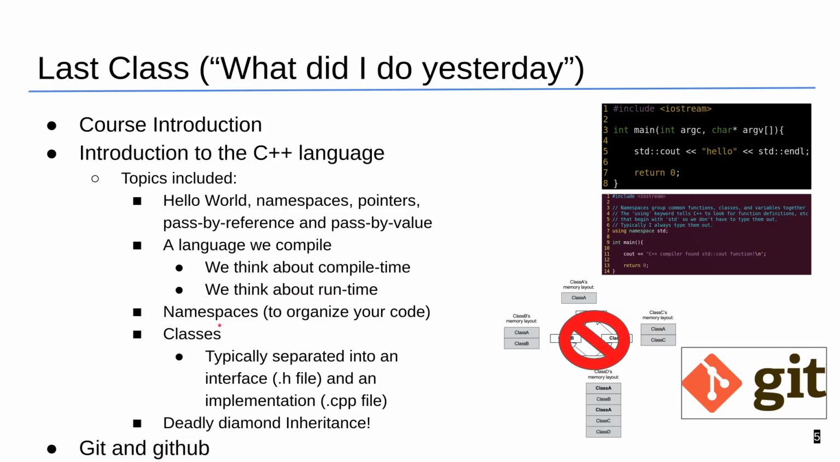We looked at namespaces, a way to organize our code. We're going to do some more hands-on examples today with that. And then we looked at classes briefly, so I'm going to do more with classes today to show some working examples. And finally, we looked at Git and GitHub, and you did some refactoring or are still working on it in your lab, getting it set up with Git.